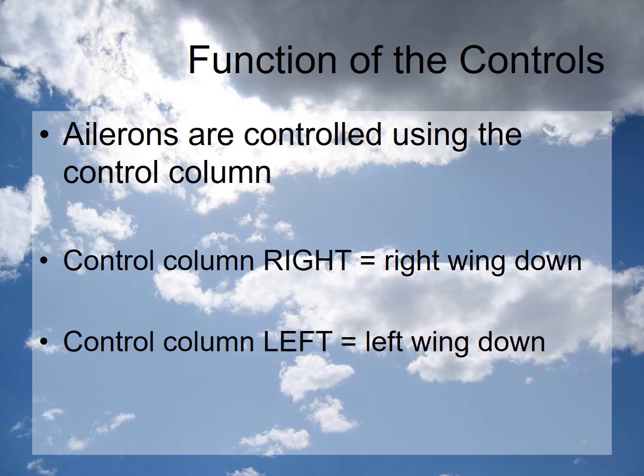Ailerons are controlled using the control column. When the control column is moved to the right, the right wing will go down and the opposite wing will go up, and when the control column is moved left, the left wing will go down and the right aileron will go up. That is how we control the movement along the longitudinal axis using the ailerons.